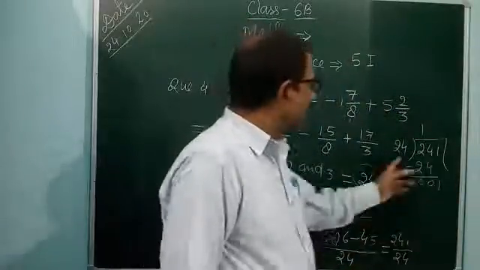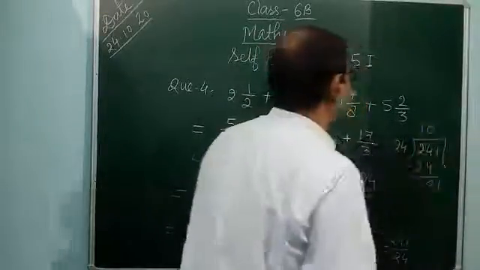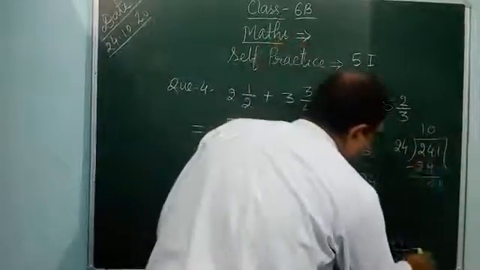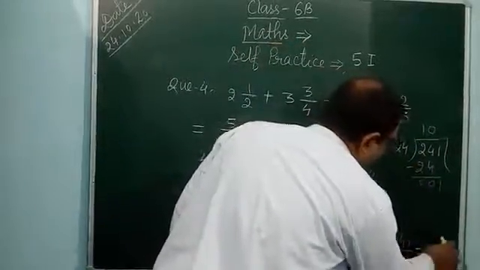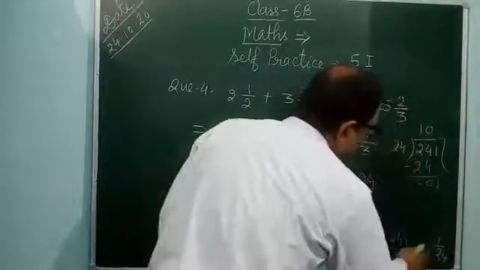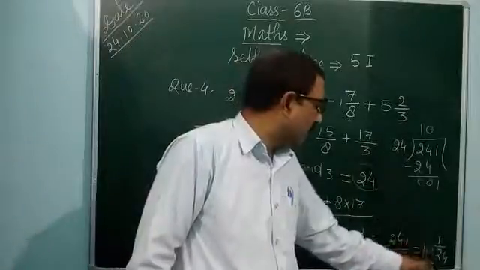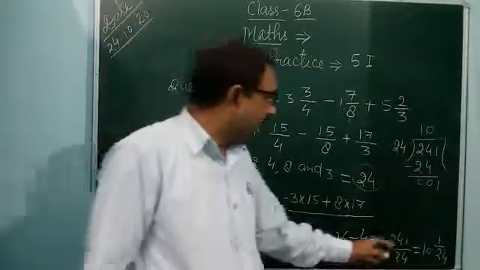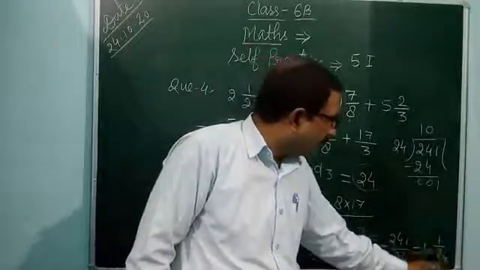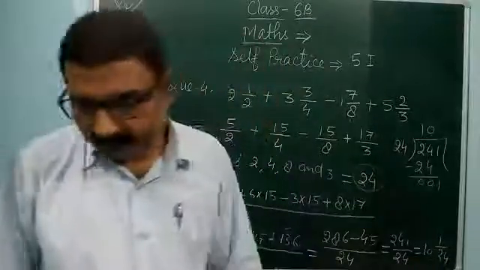So 1 is less than 24, you can put here 10. So 10 and 1 by 24. You can write 10 whole number and 1 by 24. You can see 24 times 10 is 240 and plus 1, 241. So in this way you can write 241 upon 24 as 10 and 1 by 24. 10 is the whole number and 1 by 24 is the fraction part.